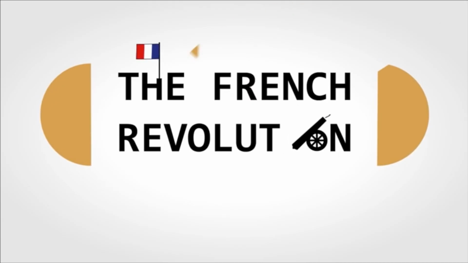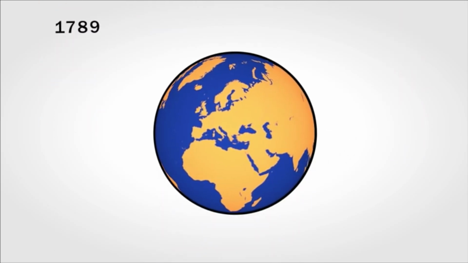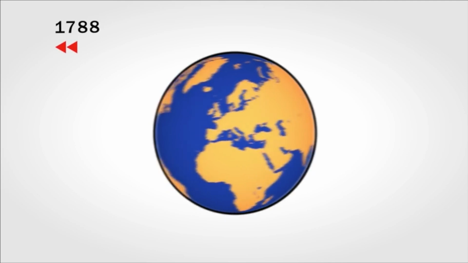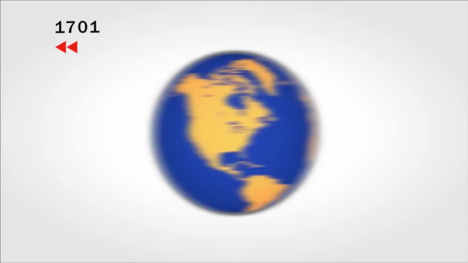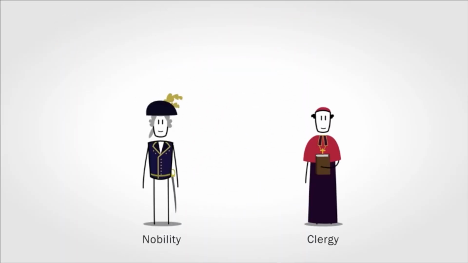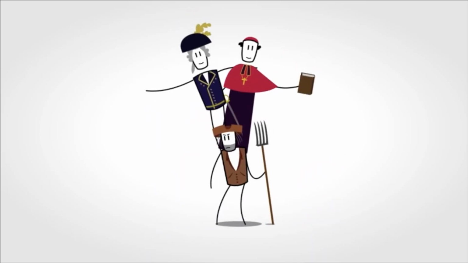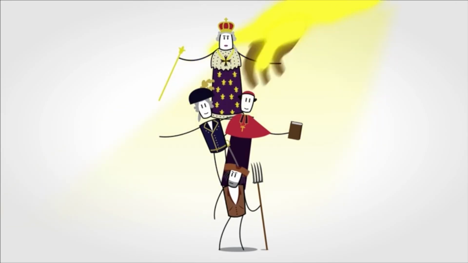The French Revolution, the emergence of the modern state. So, how did this all begin? For hundreds of years prior to the Revolution, French people, like most Europeans, were divided into three social estates: clergy, nobility, and the lowest estate, the commoners, which existed to serve the other estates. Above all was God's gift to mankind, the king.